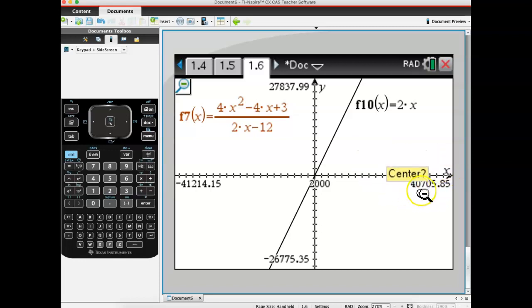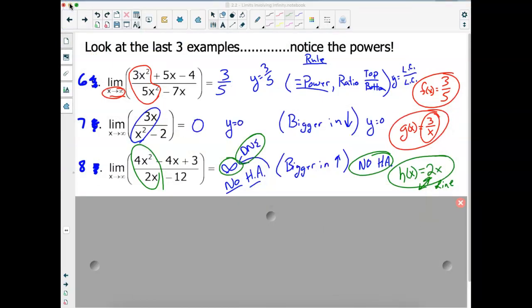Now I'm way, way, way out. Look at the scale. I'm way out, but as I go to infinity, this isn't even close. That 2x models what the other one is going to be. That's why it's called an end behavior model, to repeat that again.